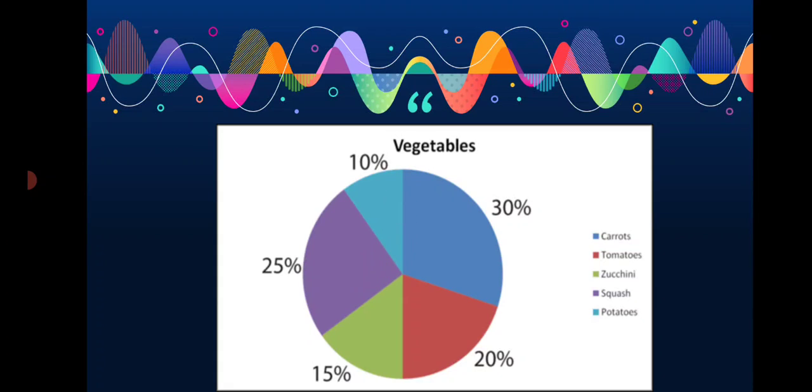So you can also use a circle graph, which is also called a pie chart, to represent different data. There are many graphs, and this is one of the graphs that we are learning. This is similar to a bar graph, but the only thing is we are showing the data in circular form. So carrots, tomatoes, zucchini, squash, potatoes, these are the vegetables which are shown in the circle graph.